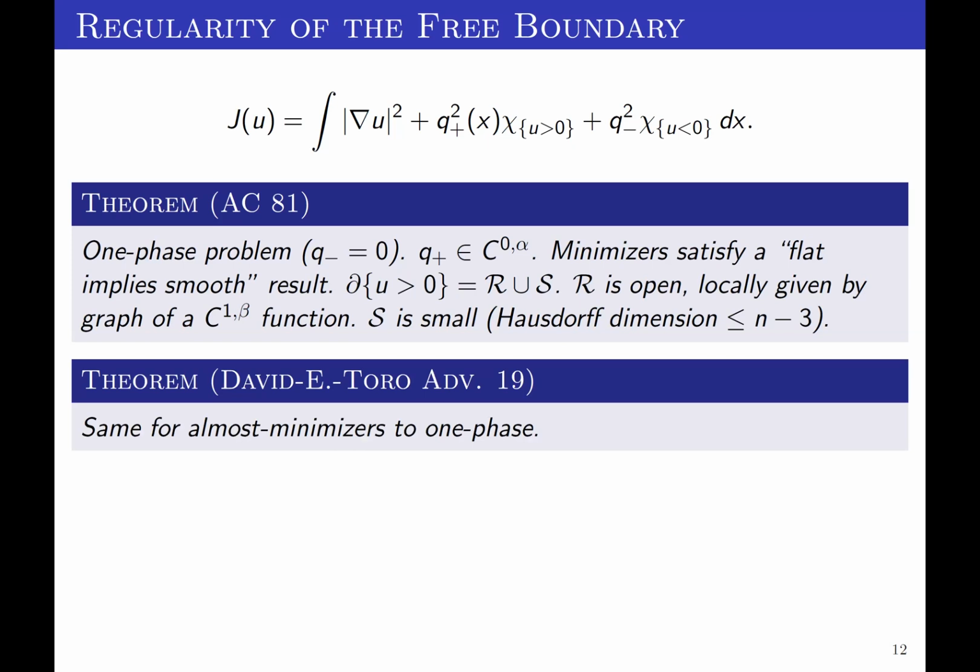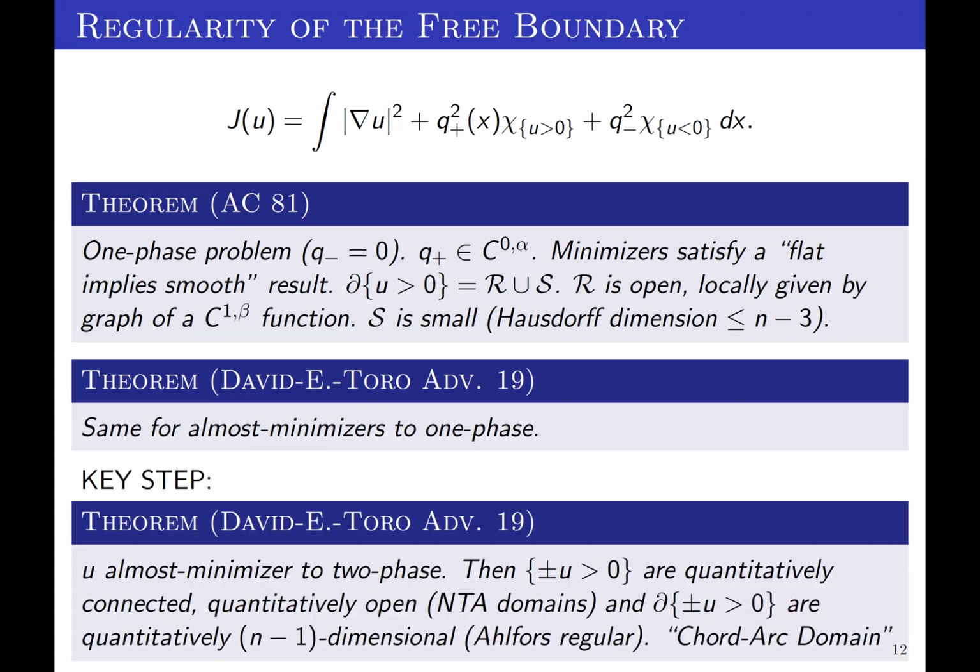So, work with Guy David and Tatiana Toro way back in 2019, we showed the same regularity result for almost minimizers to the one phase problem, right? So we're saying that to first order, almost minimizers satisfy the same regularity as minimizers of the problem. So this is the best possible result we could have hoped for. And key to this result was a harmonic analysis GMT lemma. So it made me very happy.